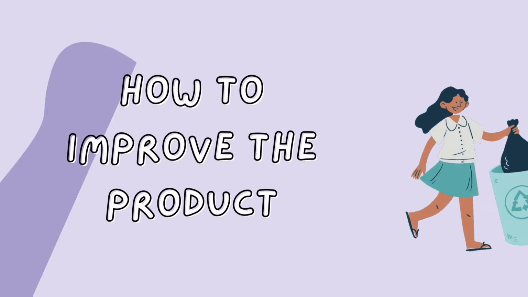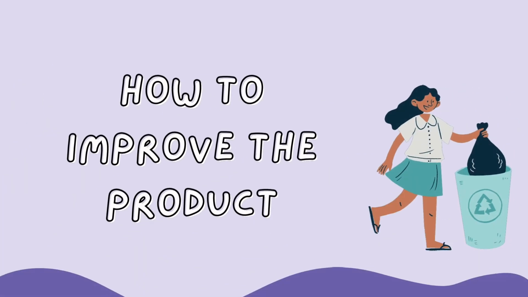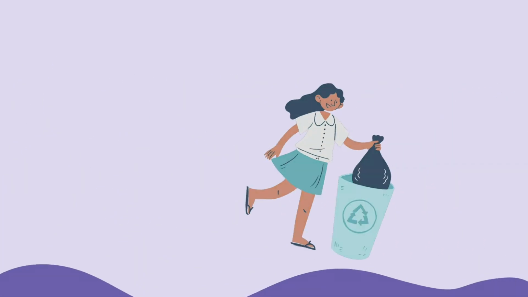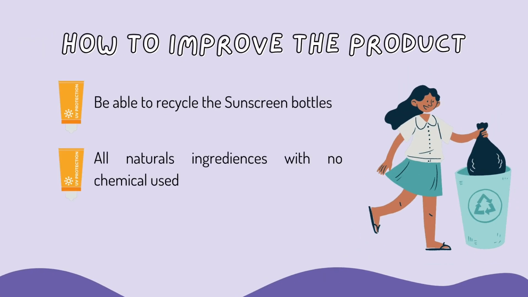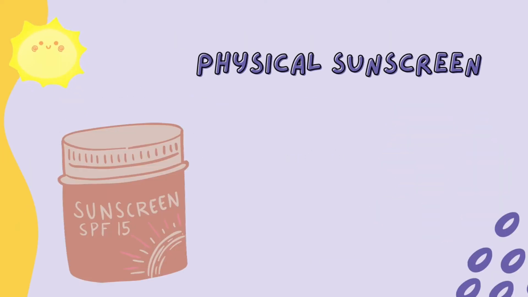As a manufacturer that produces sunscreen, please choose a bottle that can be recycled at the end of its life cycle. Next is using all natural ingredients with no chemicals, instead of using a chemical base that will harm the environment. It is better to choose the physical sunscreen, which is more environmentally friendly.